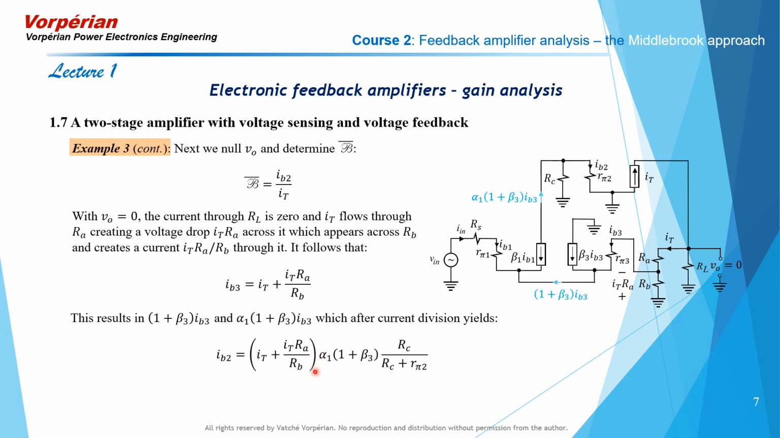The current IB3 given by this expression here is multiplied by alpha 1 times 1 plus beta 3, which is the current in the collector of Q1, and that gets current divided between RC and R pi 2, and we can now get the null inverse gain by dividing out by IT, and that is the expression for the null inverse gain. We can approximate that for large beta by making alpha go to 1 and 1 plus beta just go to beta.